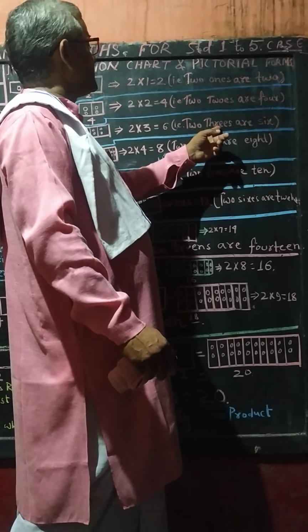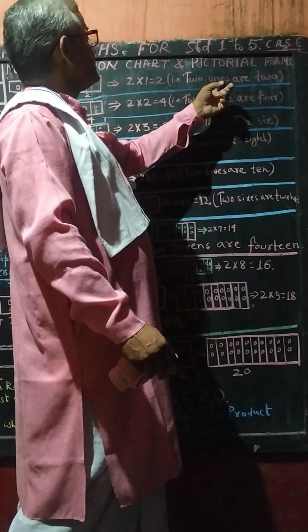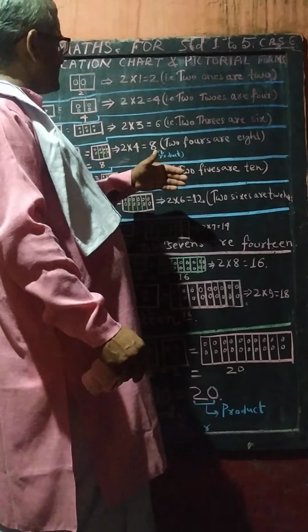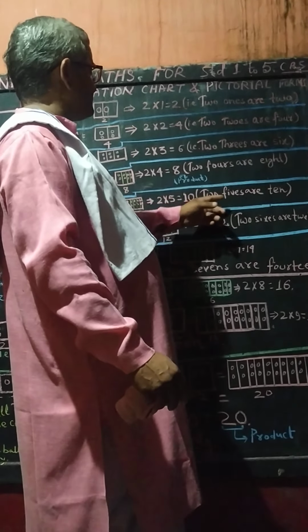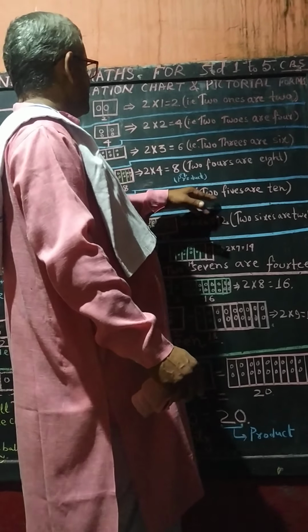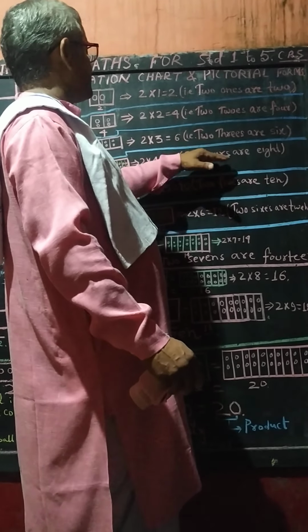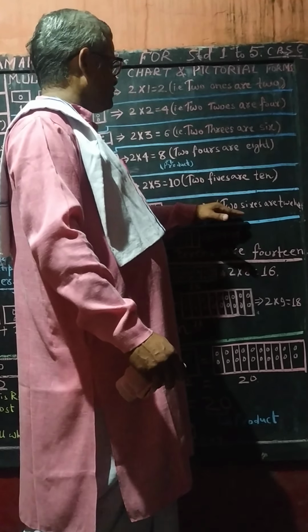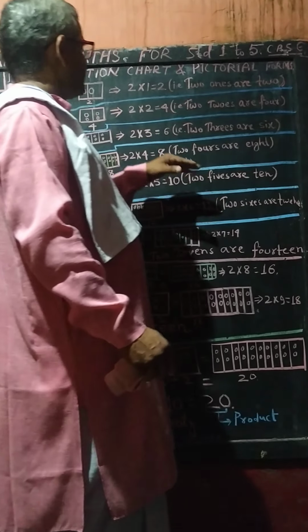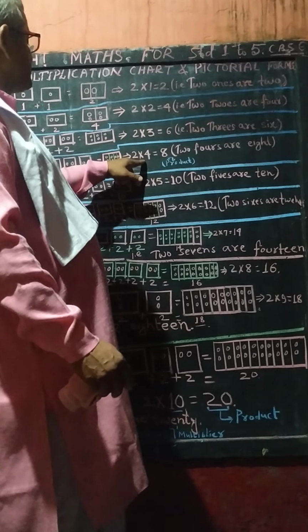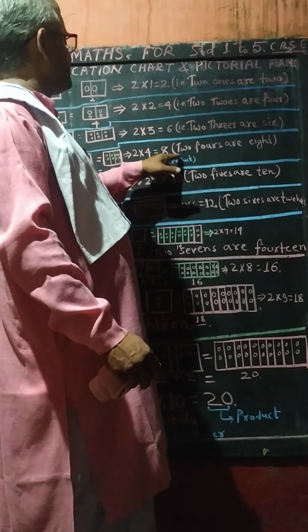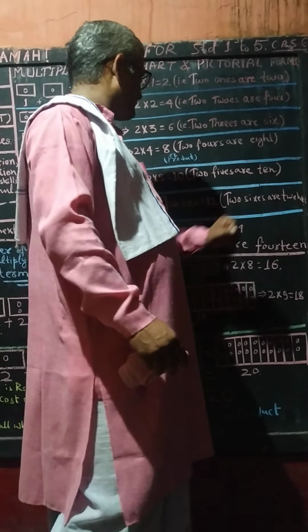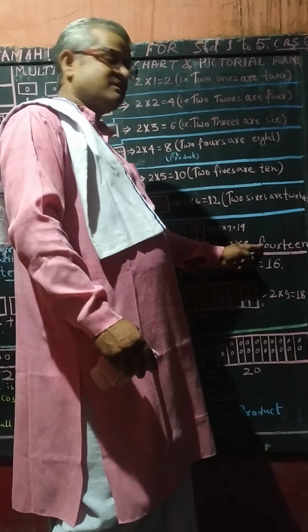3s indicates grouping, 4s indicates grouping, 5s indicates grouping. In this way, we see 2 5s: that means 2 is coming 5 times. 2 4s means 2 is coming 4 times. 2 6s means 2 comes 6 times. In this way, we will practice it. 2 into 4 is equal to 8. That is, 2 4s are 8. 2 5s are 10. 2 6s are 12. 2 7s are 14. You all are understanding well?